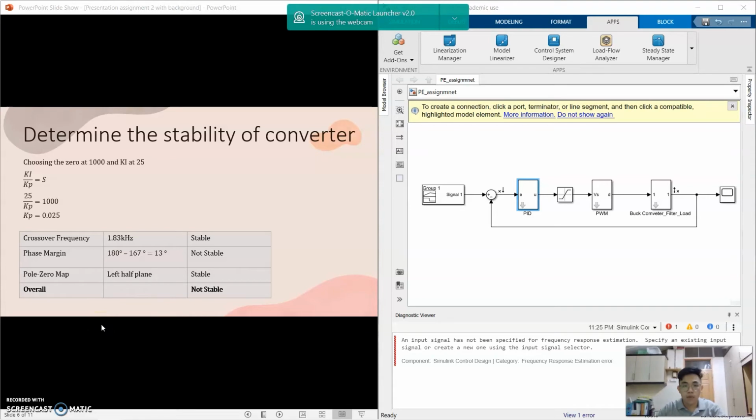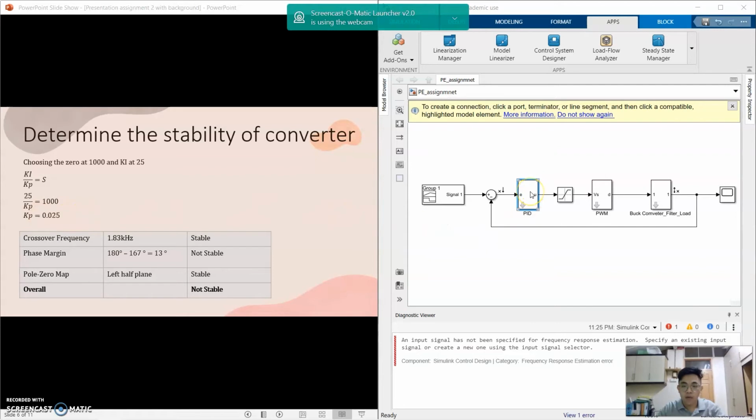My name is Loo Wei Jun, and now I will show how to determine the stability of the converter. So at my right side, this is the block diagram to determine the stability. At first, we need to do the calculation first. We choose the zero at 1000, and Ki gain at 25. By using the formula Ki over Kp equal to the zero, we will get the Kp equal to 0.025.